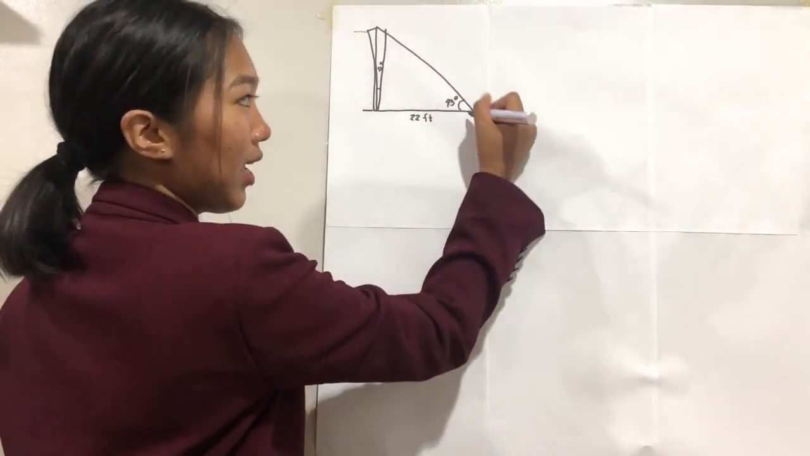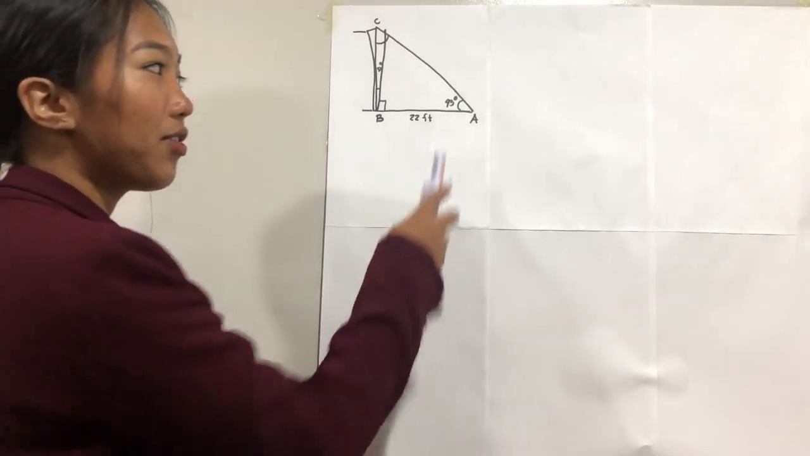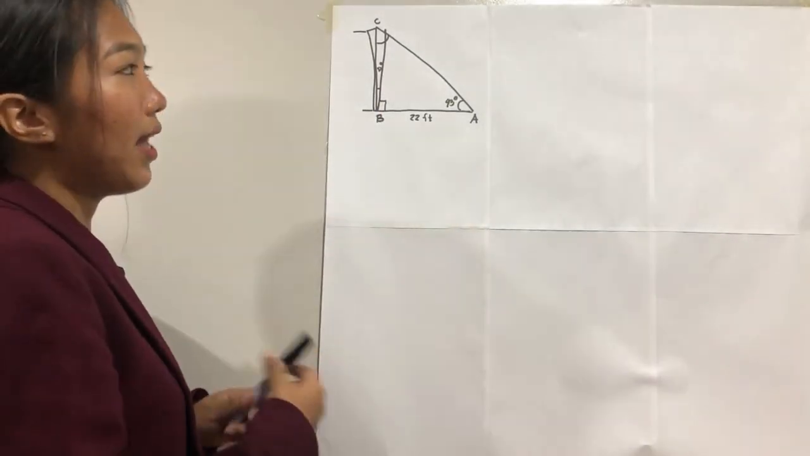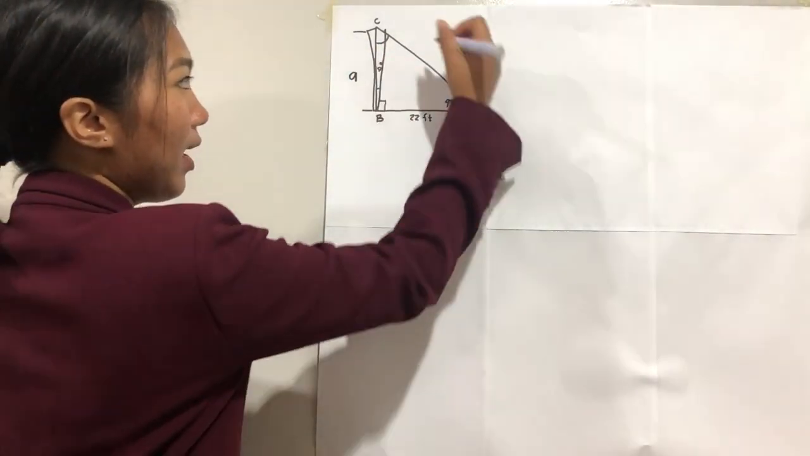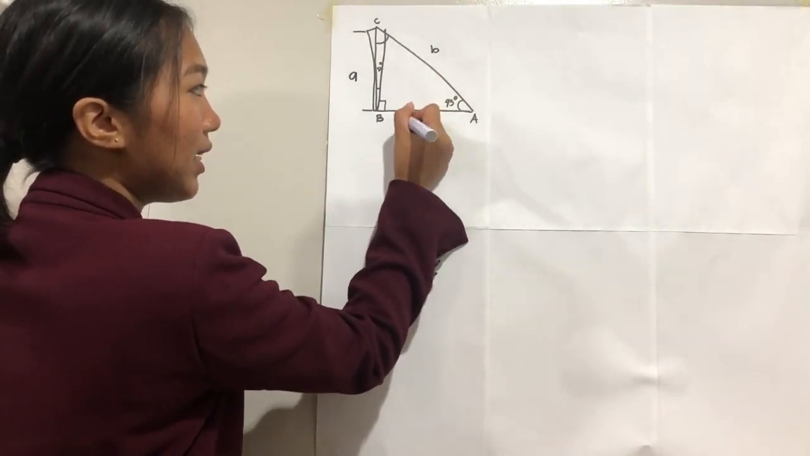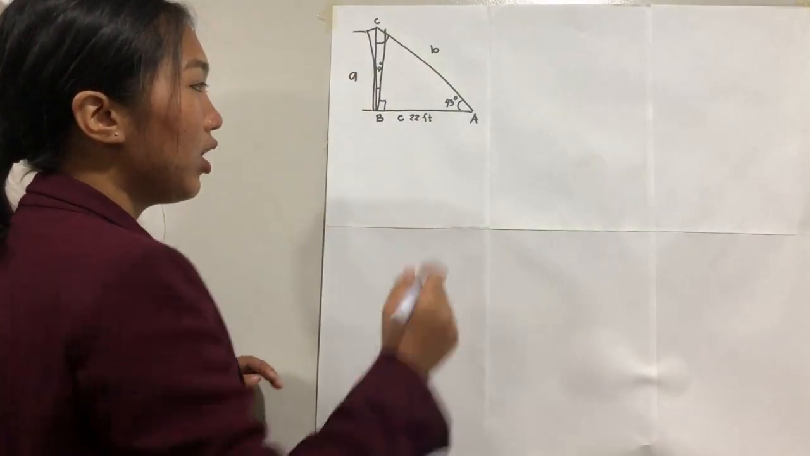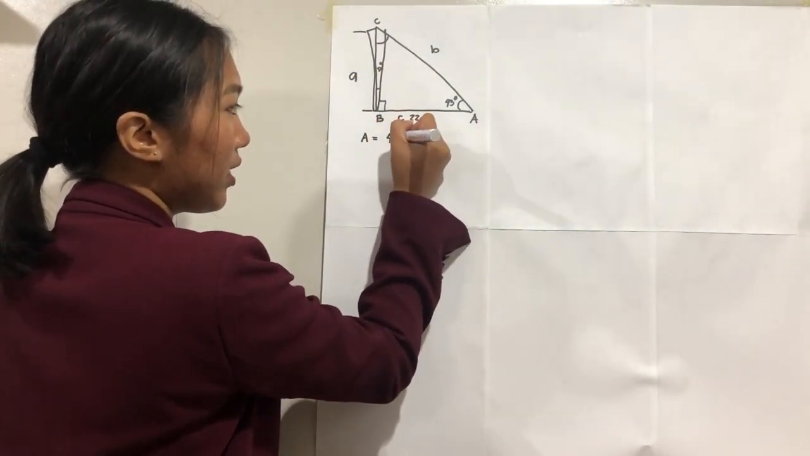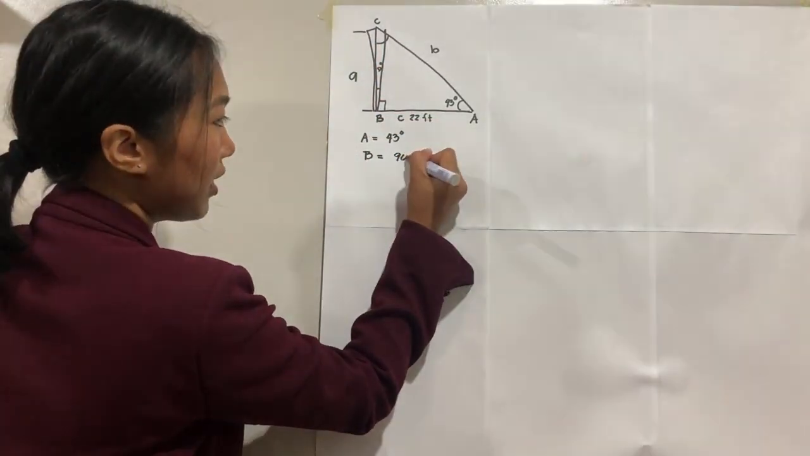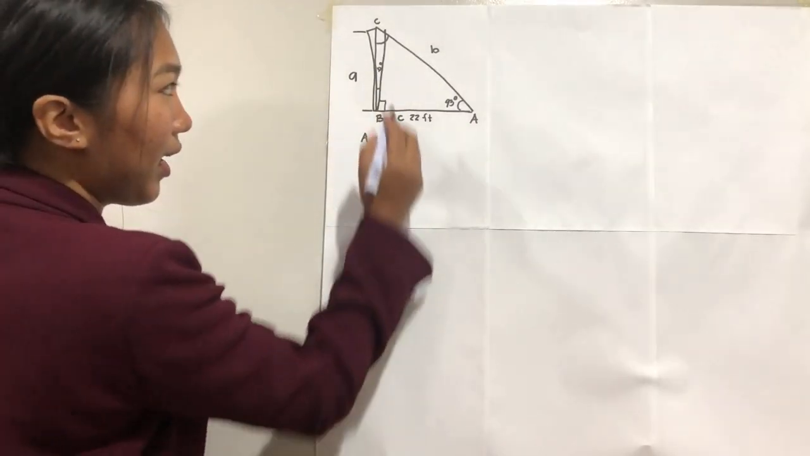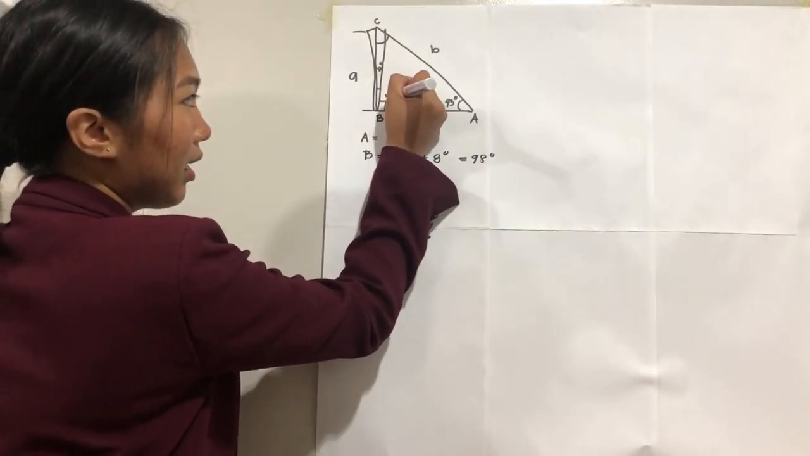So let's say that this angle is A, this angle is B, and this angle is C. So let's say that the pole is A, and the hypotenuse is B, and the 22 feet is C. Now, to get the height of the pole, we need first to get the values of angle B and C. So we all know that A is 43 degrees, and B is equal to, since it is 90 degrees, 90 degrees plus the 8 degrees is equal to 98 degrees. Now the angle B is 98 degrees.